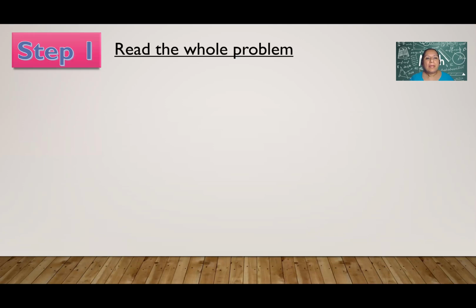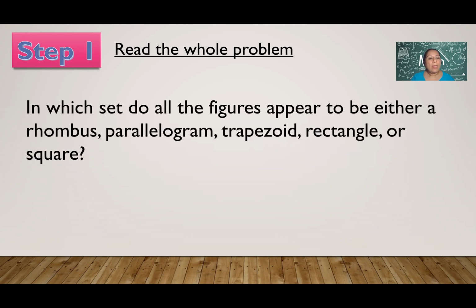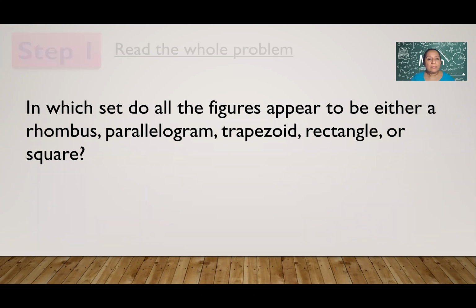This step is to read the whole problem. So every time we see a math problem, we have to read the whole thing. Let's read this one. In which set do all the figures appear to be either a rhombus, a parallelogram, a trapezoid, a rectangle, or a square? Then after reading, we'll do step number 2.